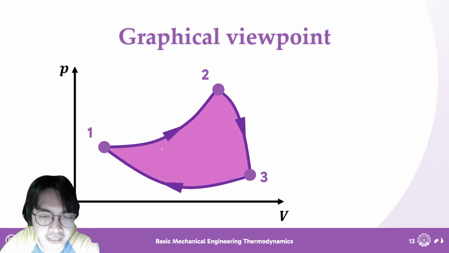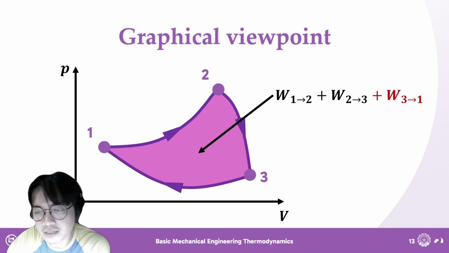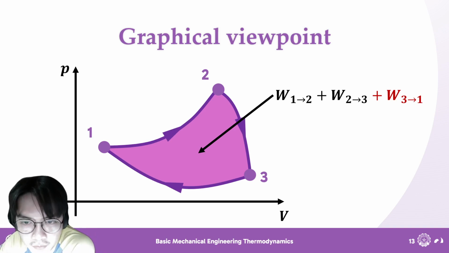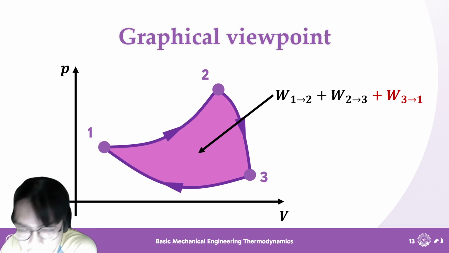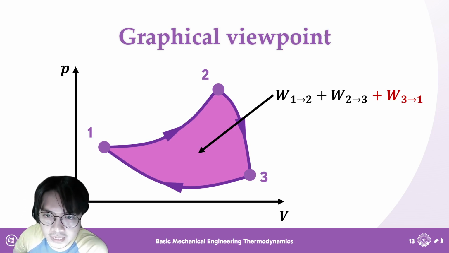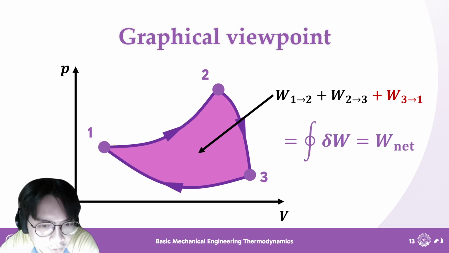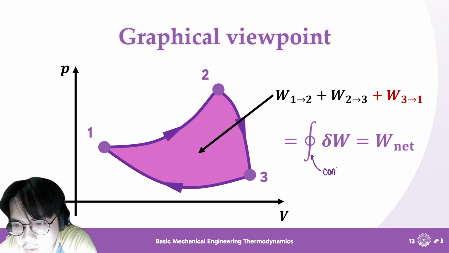And that will be this area enclosed by this shape, which is just going to be the sum of all the non-flow works of this graph, of this cycle. Sum of the non-flow work from state 1 to 2, the process 1 to 2, the work from process 2 to 3, and 3 to 1. If you know the areas of them, you can get immediately what we call work net. For the people who are interested, this is what we call a contour integral.